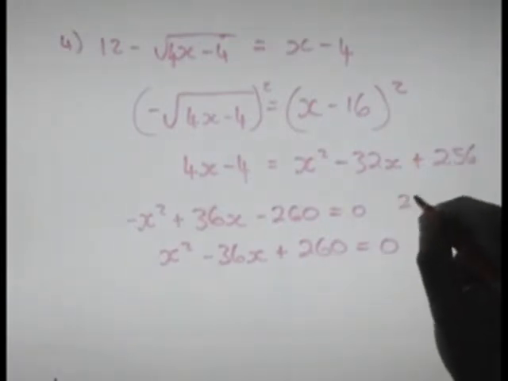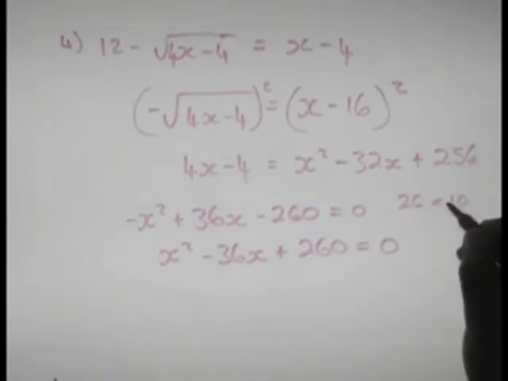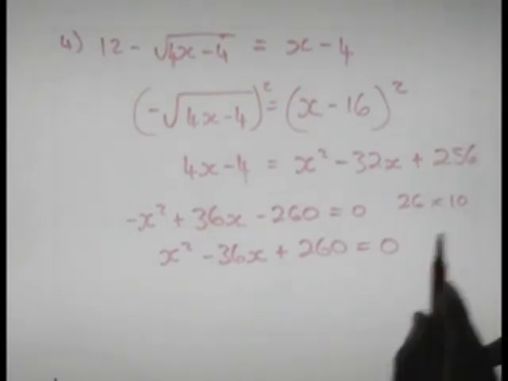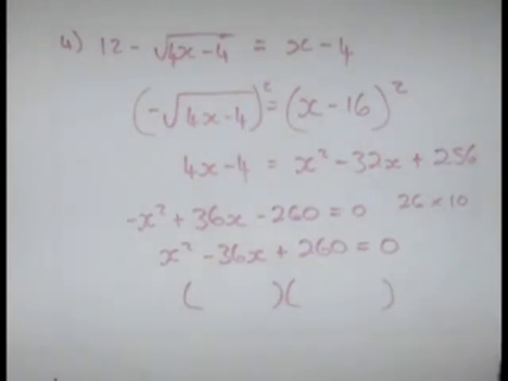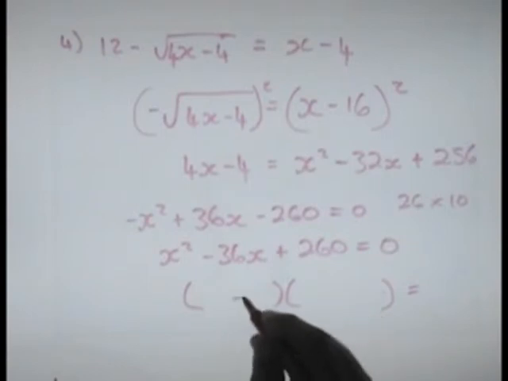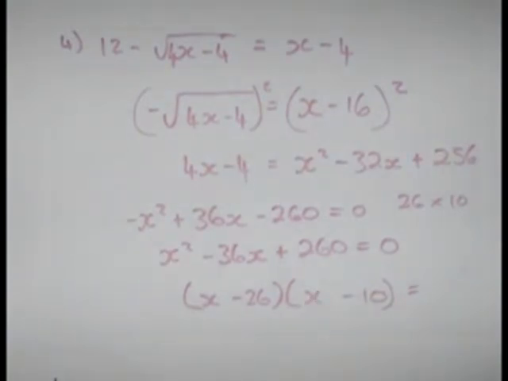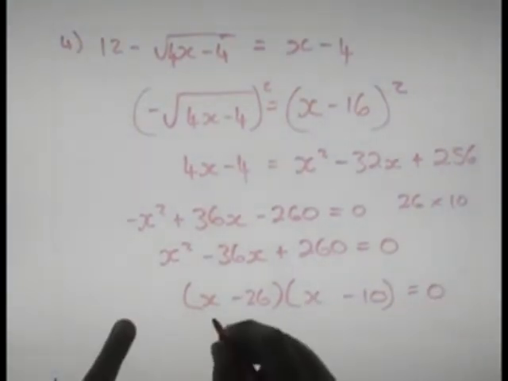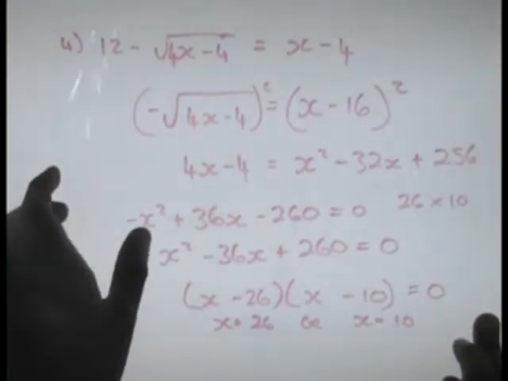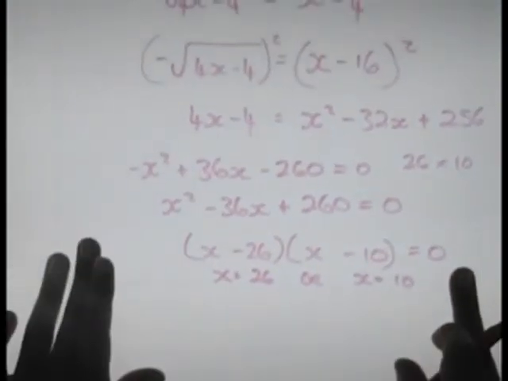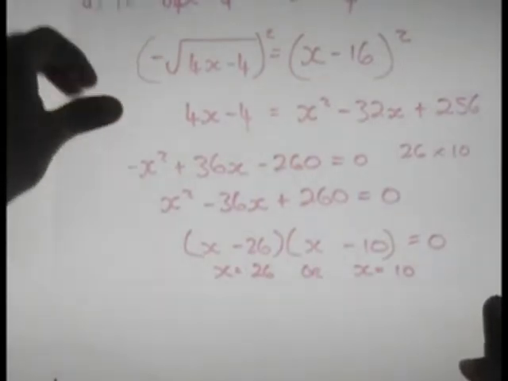Isn't 260 26 times 10? Negative 26, negative 10. Multiplied by each other, they give me positive 260. Added together, negative 26 minus 10 gives me negative 36x, and that's equal to 0. That means that x is equal to 26 or x is equal to 10. This was fun.